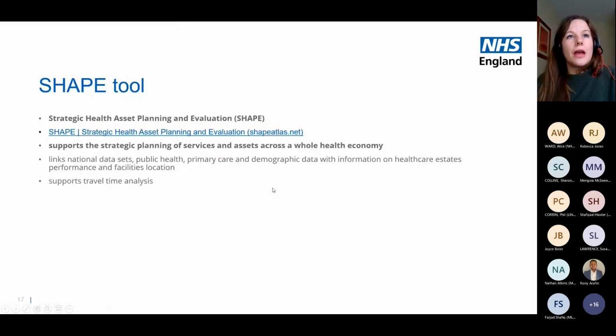Moving on now. One of the tools I particularly wanted to show you was the SHAPE tool, otherwise known as the Strategic Health Asset Planning and Evaluation tool. And there's a link to this tool there. This supports the strategic planning of services and assets across a whole health economy by being able to map certain demographic and public and primary care data sets and look at how those relate to things like where your hospitals are, where your GP practices are, and other healthcare estates. It also supports some travel time analysis as well.